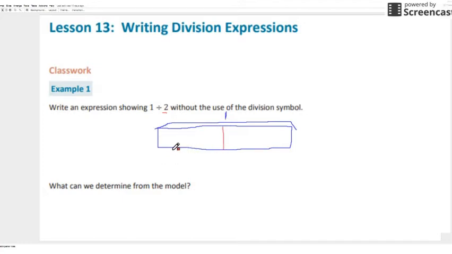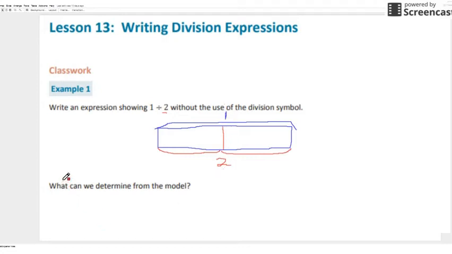And I have one part here and a second equal part over here. Now, we're drawing this, so it's not going to look perfect, but that's what it should look like. And as you can see, we're breaking it up into 2 parts. So one block broken up into 2 equal parts, or 1 divided by 2.